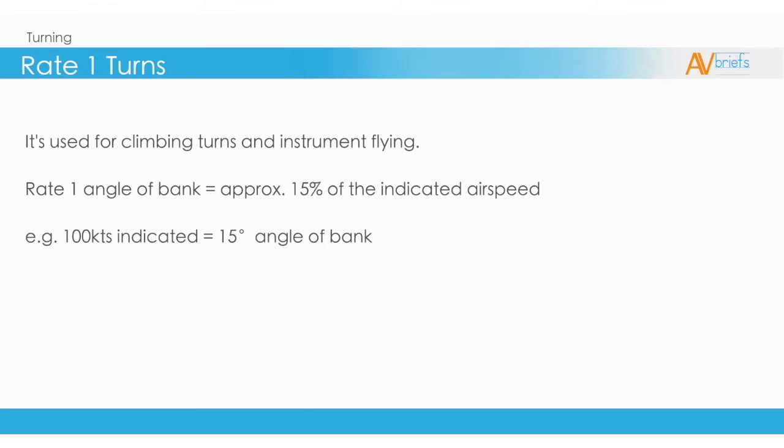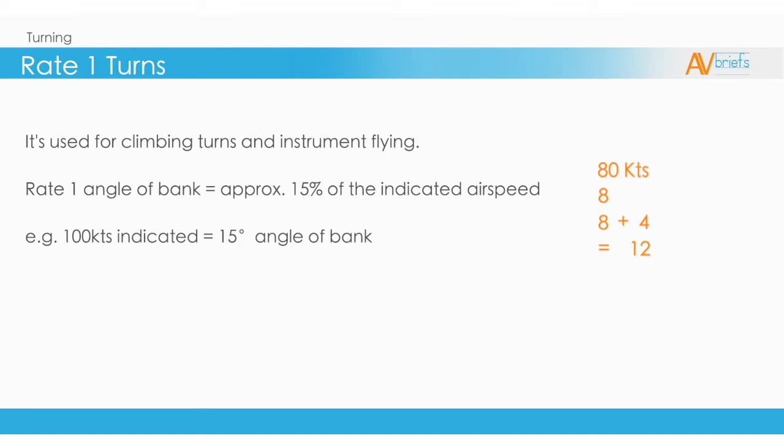To determine the rate 1 turn angle of bank, simply find 15% of the current airspeed. So if you are flying at 100 knots, it will equal 15 degrees of bank. Let's look at some other ways to find the bank angle for rate 1 turns. Flying at 80 knots. Drop the 0, which leaves 8. Half of 8 is 4. So add the 4 to the 8, and that gives us 12 degrees. So a rate 1 turn at 80 knots will equate to 12 degrees of bank angle.